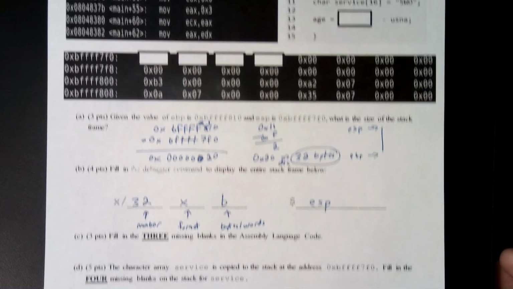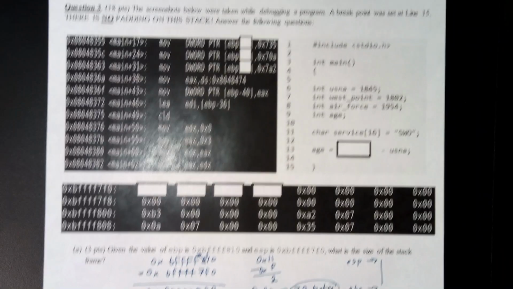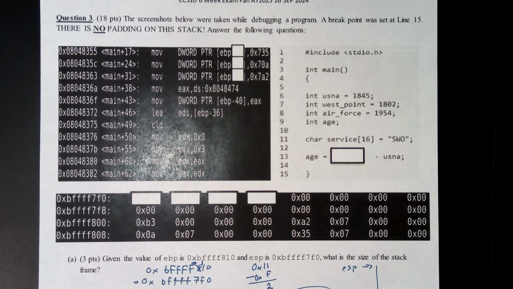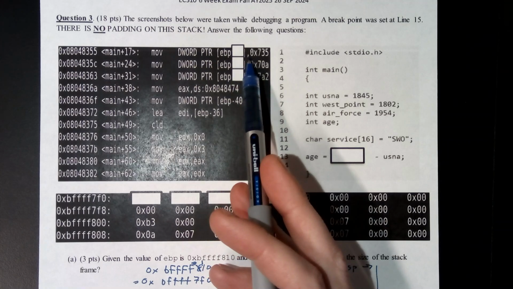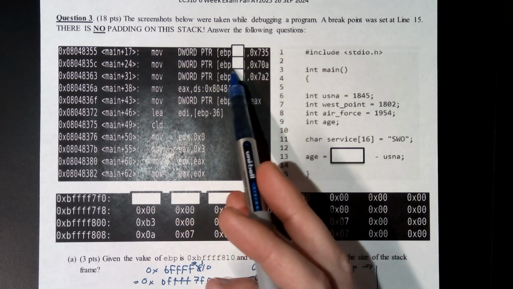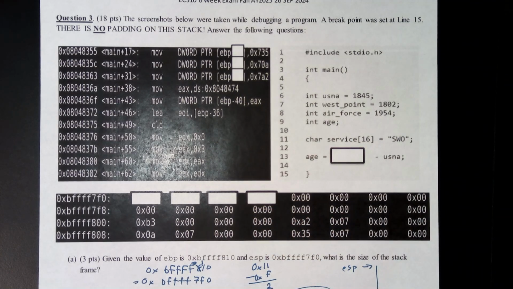On to part C, fill in the 3 missing blanks in the assembly language code. So here we need to look up and see what is missing from our code. And we can see we've got mov dword PTR EBP blank, 0x735, mov dword PTR EBP blank, 0x7A, etc. So we need to figure out what are those values in hex and how do they correspond to our code on the right. You should just do this on your calculator, convert those values from hexadecimal.